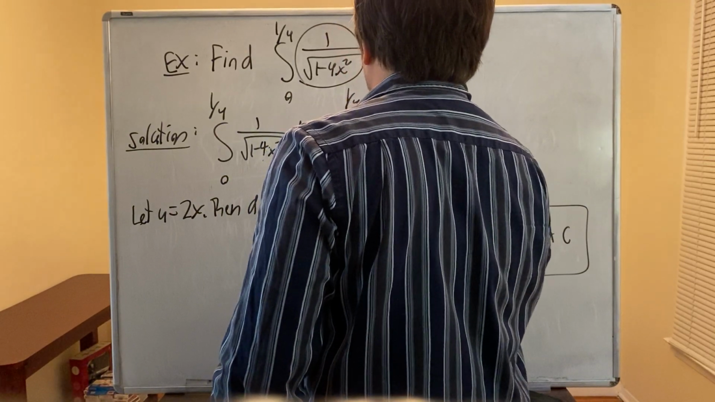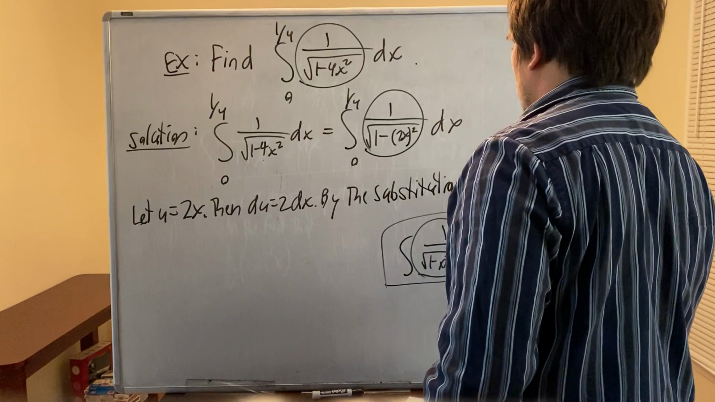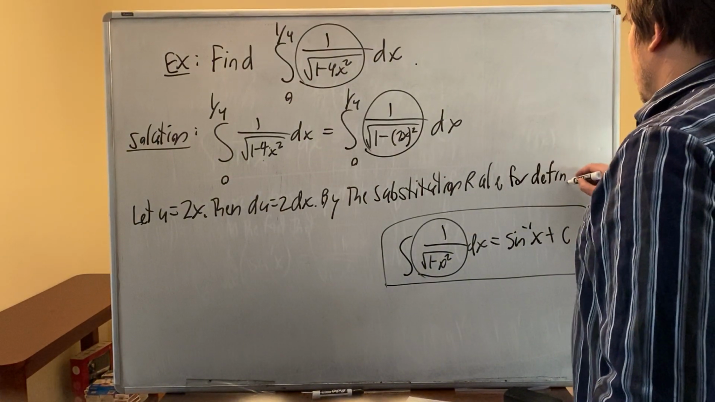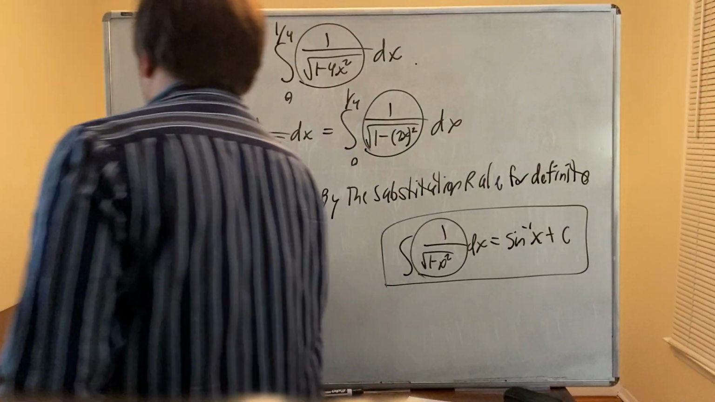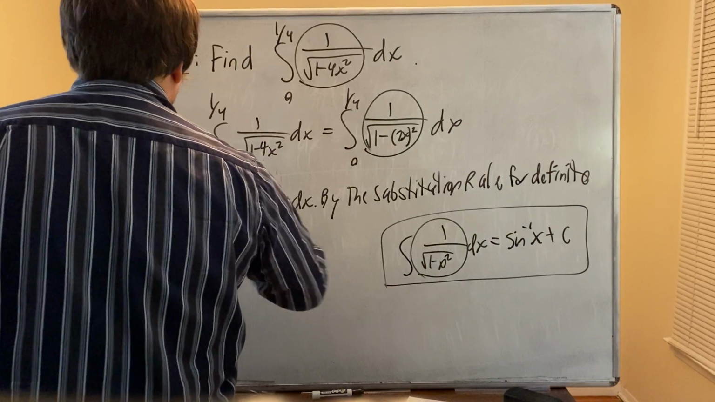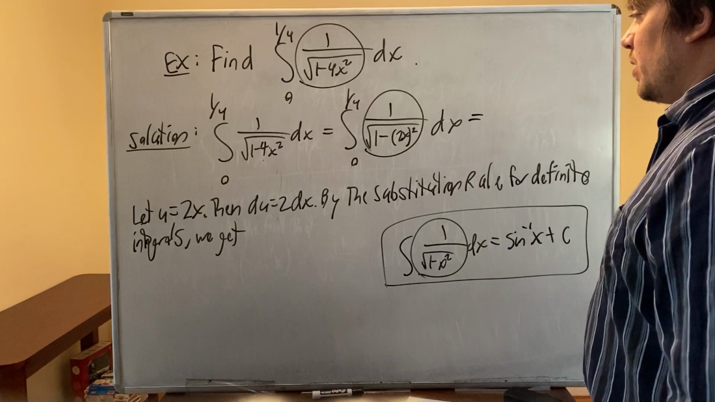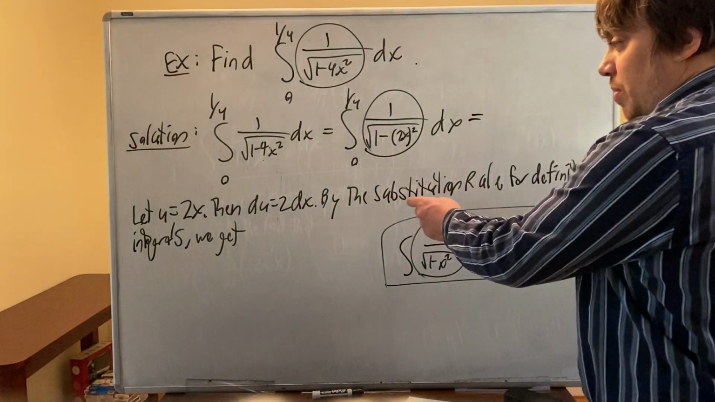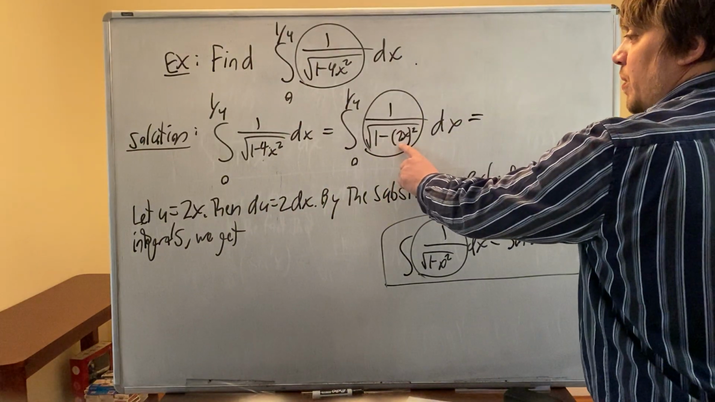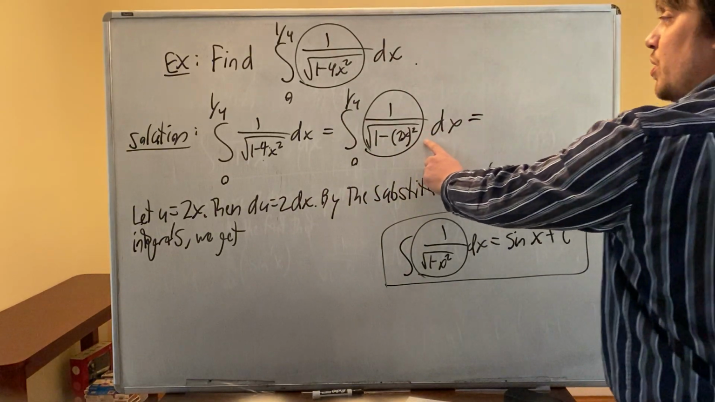It's also called the substitution rule. By the substitution rule for definite integrals, we get... so actually before I do that, let me point this out. If I was to use the substitution rule for definite integrals, u would be replacing the 2x here. But I need to replace the dx, and so I need a 2. So what I'm missing is a 2.